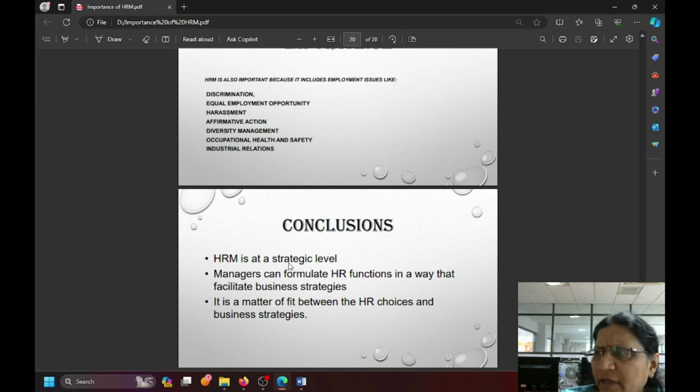So the conclusion, what I can say with all this explanation is that HRM, human resource management, we are learning at a strategic level. Managers can formulate HR functions, that is human resource functions, in a way that facilitates the business strategies.